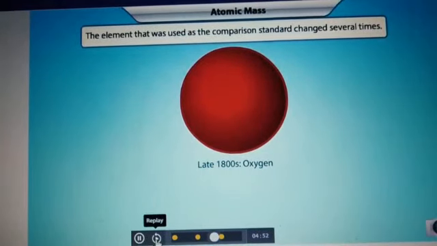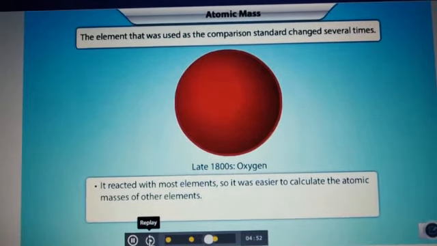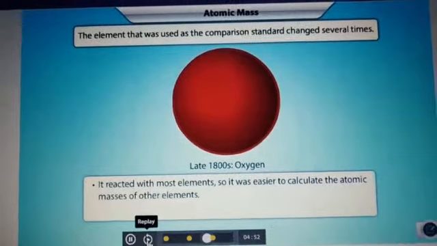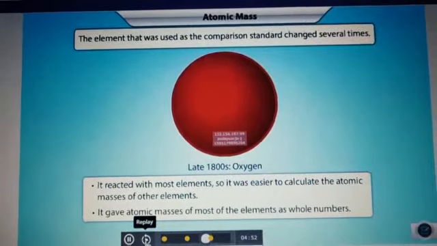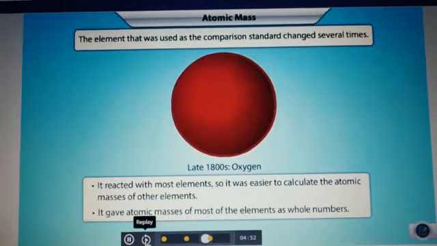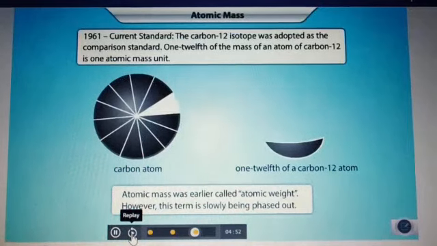Late 1800s, oxygen was used as the comparison standard because it reacted with most elements, and so it was easier to calculate the atomic masses of other elements. In addition, it gave atomic masses of most of the elements as whole numbers. In 1961, the current standard, the carbon-12 isotope, was adopted as the comparison standard. 1/12 of the mass of an atom of carbon-12 is 1 atomic mass unit.